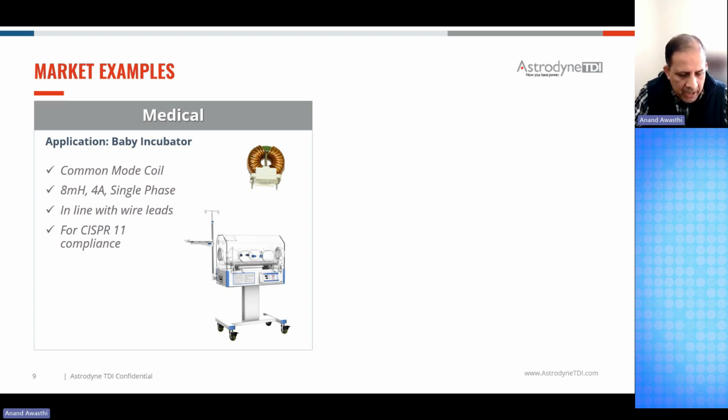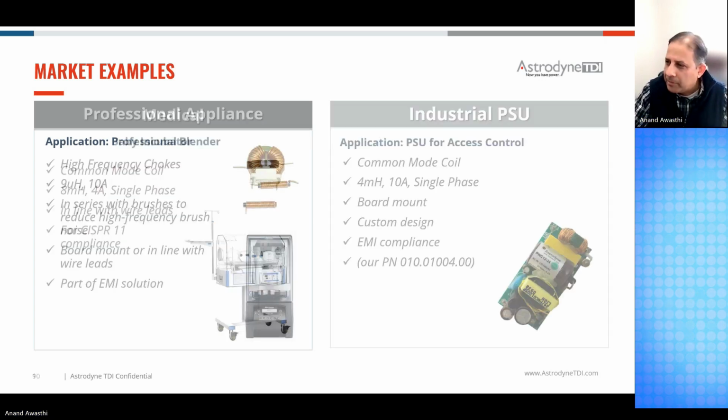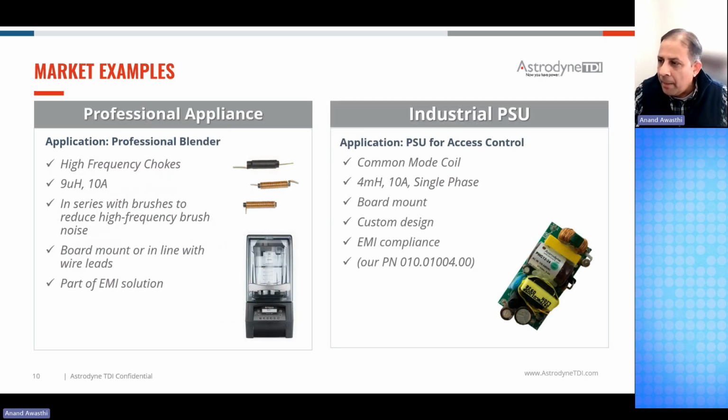But on this specific platform, even an X capacitor was not needed. So we ended up designing an inductor, and we worked with the customer so that they could put it on their board, and were able to comply with the CISPR 11 requirements. And we still supply this inductor to them.